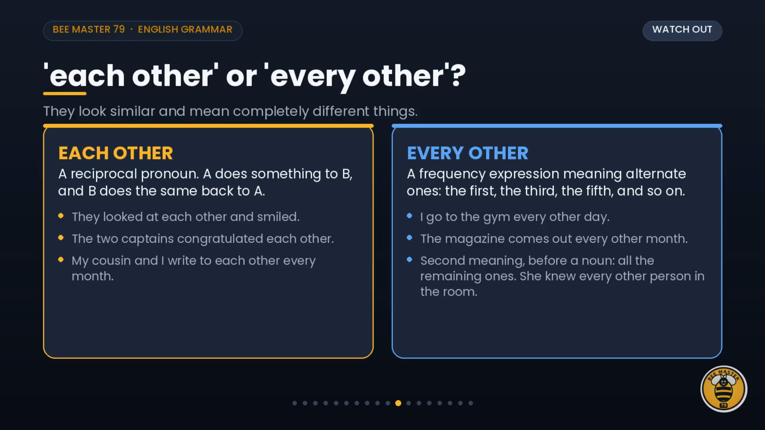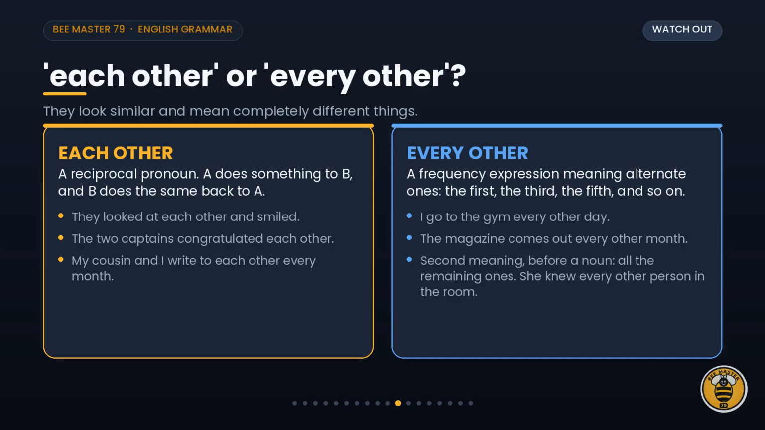Now a pair that looks almost identical and means completely different things. Each other is a reciprocal pronoun. It describes an action that goes in both directions. The 2 captains shook hands and congratulated each other. He congratulated him, and he congratulated him back.